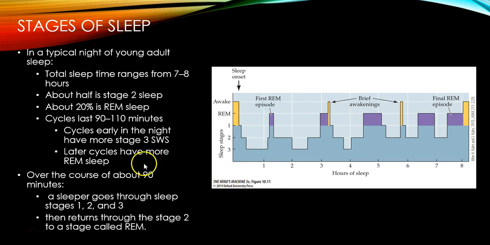Over the course of the night, you have more slow wave or deep sleep, that stage 3 sleep, in the beginning of the night, much less at the end of the night, almost going away. And in opposite to that, we have less REM sleep in the beginning of the night and more REM sleep in the later sleep cycles.